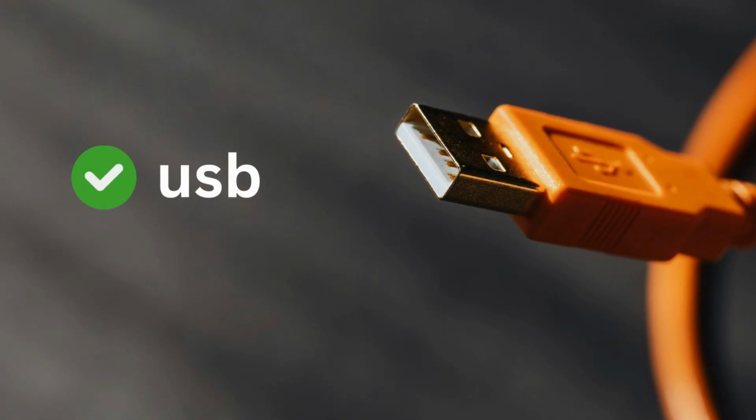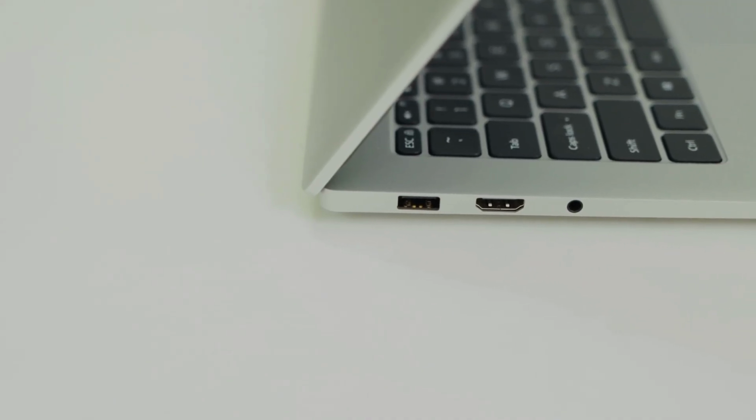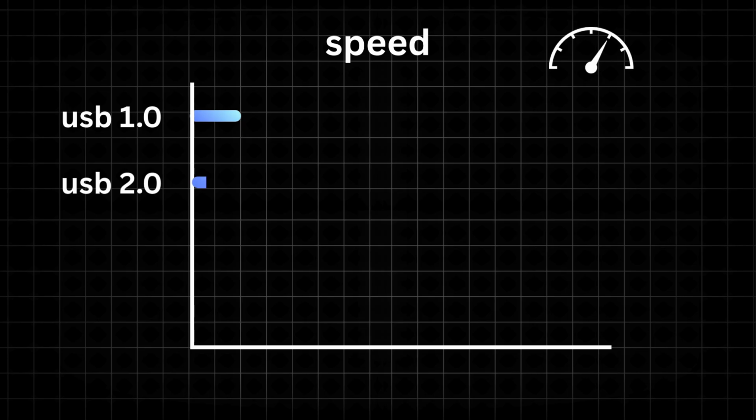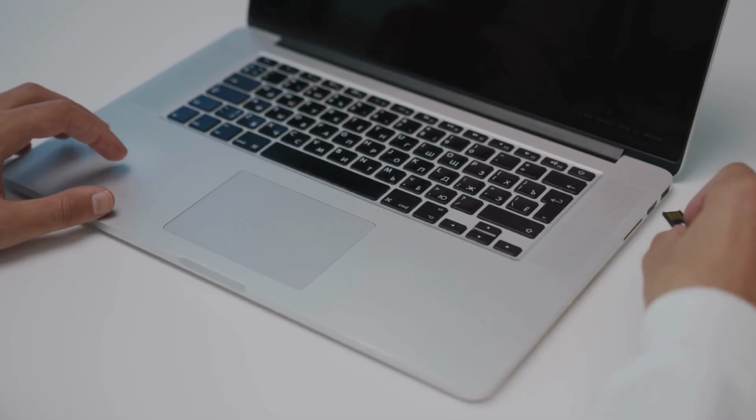USB 2.0 arrived in 2000 and suddenly everything got easier. USB 2.0 is recognized with black color port. It introduced a massive speed jump. It had a speed of 480 megabits per second compared to its predecessor of 12 megabits. Printers, webcams, external hard drives, even those old plug-in game controllers all ran on USB 2.0's black ports, which quickly became the standard everywhere.